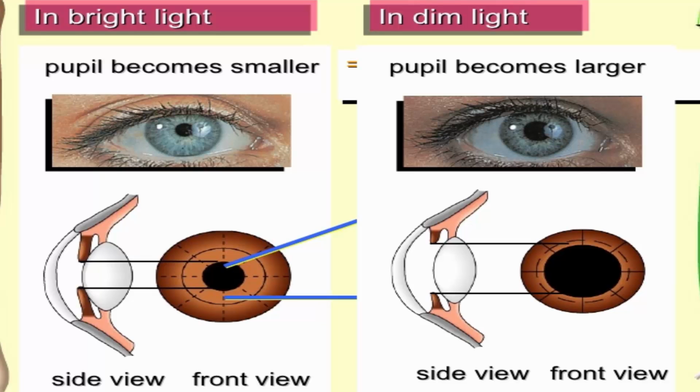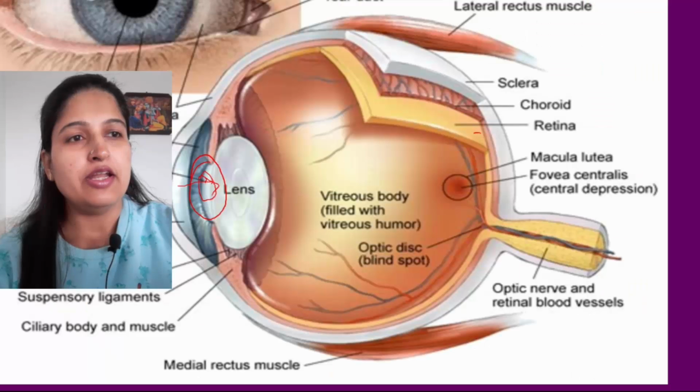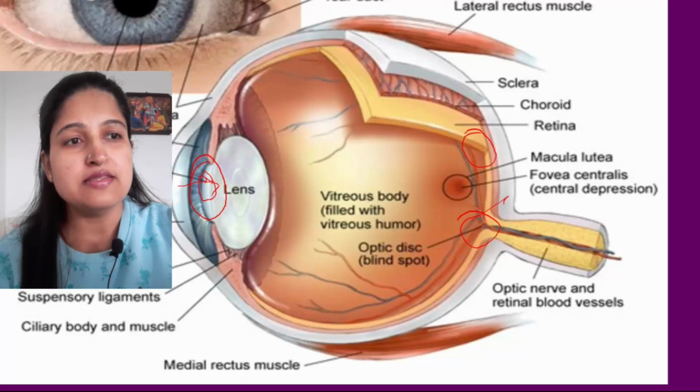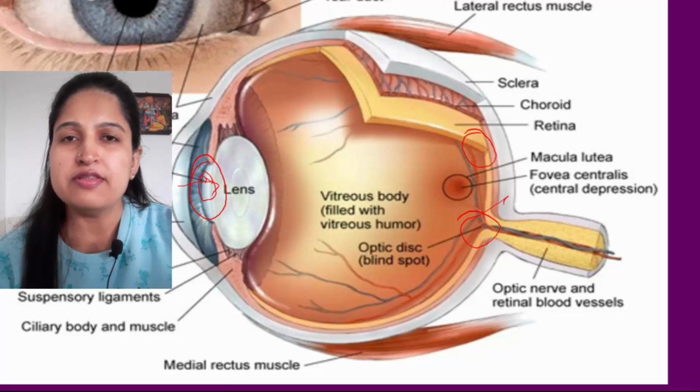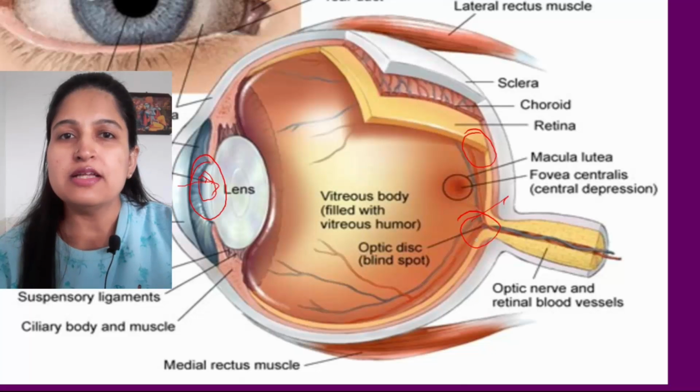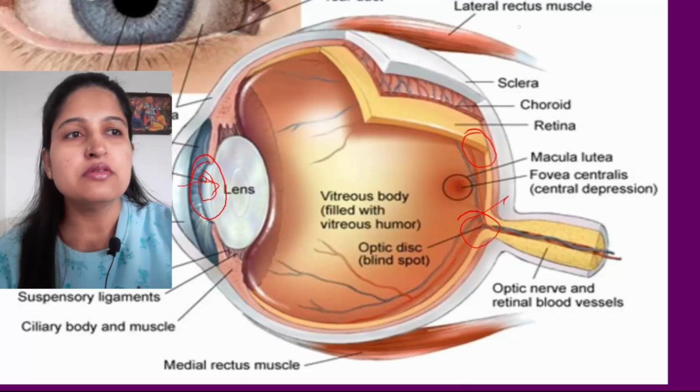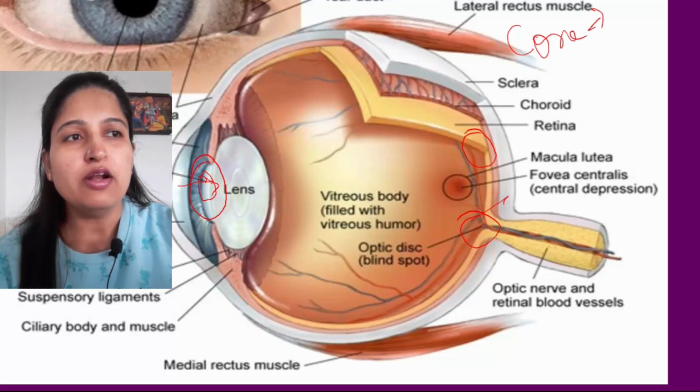Fine. So this is the function of iris and pupil, and here at the retina the image formation takes place. This is the blind spot. Here there are no sensory cells. There are two kinds of sensory cells, that is rod cells and cone cells. Cone cells are responsible for colored vision. Here we can see the red color, blue color and green color.